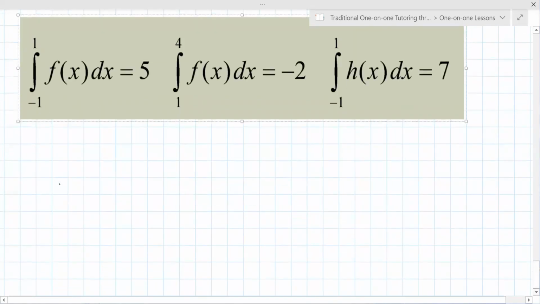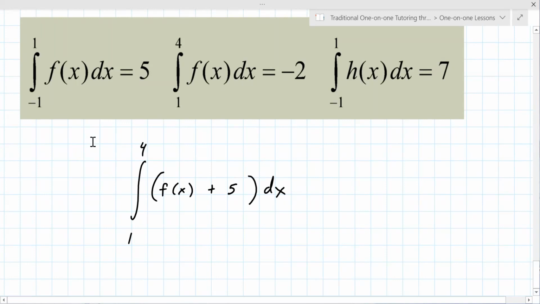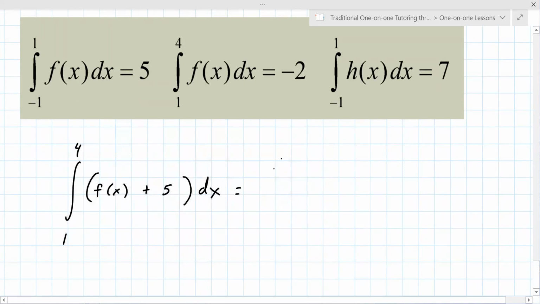All right, so let's say I want the integral from 1 to 4 of f of x plus 5 dx. You're going to use that property from the previous problem. You're going to split this apart. It's going to become the integral from 1 to 4 f of x dx, because you're kind of distributing that in, plus the integral from 1 to 4 5 dx.